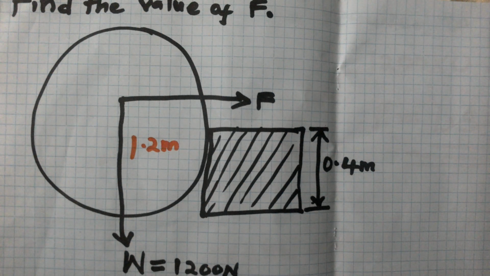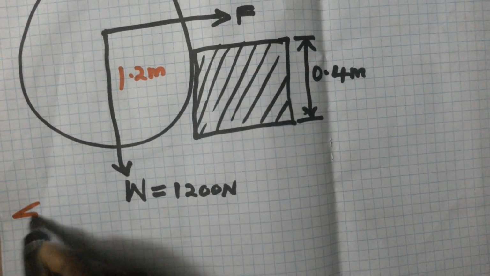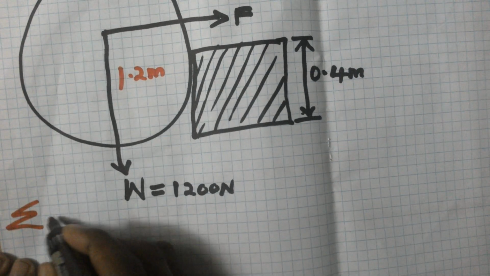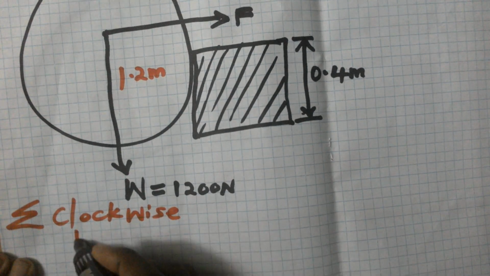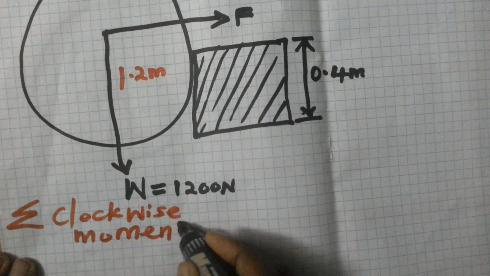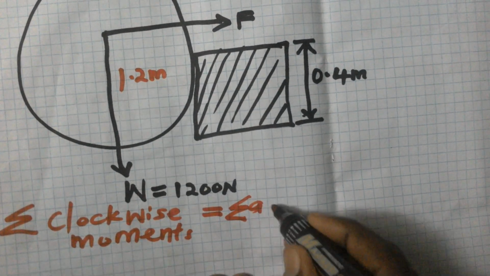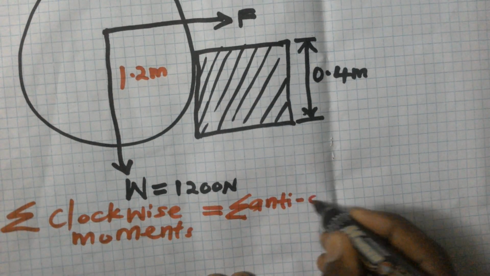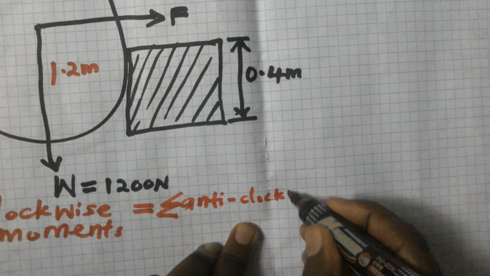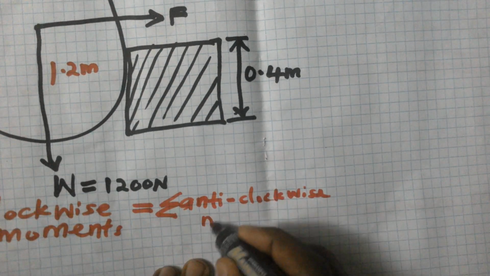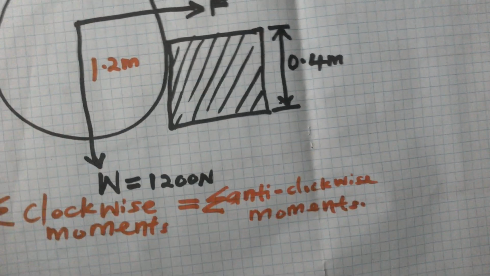So the first thing that we need to do, you write that the sum of clockwise moments must be equal to the sum of anticlockwise moments. That is very key. You must write that.